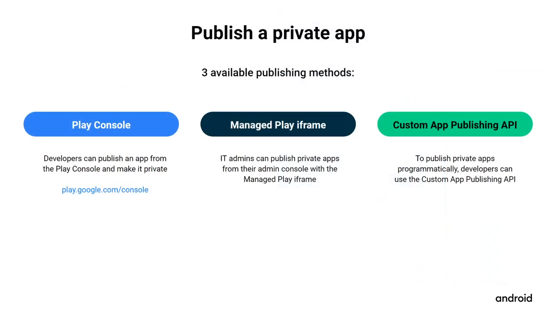To publish a private app, you have three methods available. You can publish it from the Play console, which works just like you would publish a public app. And then in the console, you can restrict the app to selected organizations. Let's see how that works before we move to the two other methods.